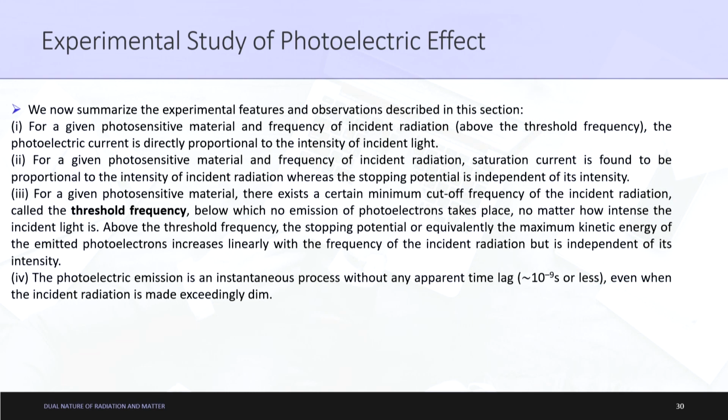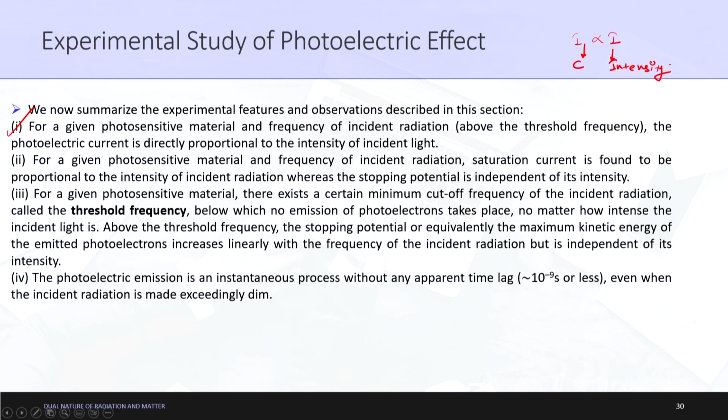Now we try to summarize everything we understood till now. We summarize the experimental features and observations described in this section, in which the variation of frequency is dealt with. For a given photosensitive material and frequency of incident radiation above the threshold frequency, the photoelectric current is directly proportional to the intensity of incident light. Just to remember it, you can write I is directly proportional to I, where one is your current and the other is your intensity.